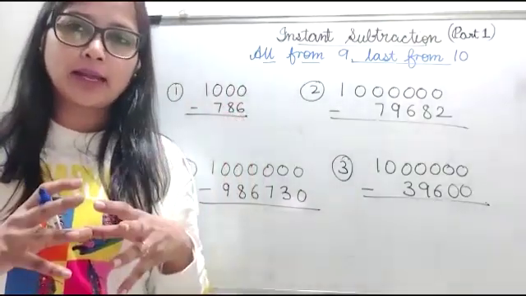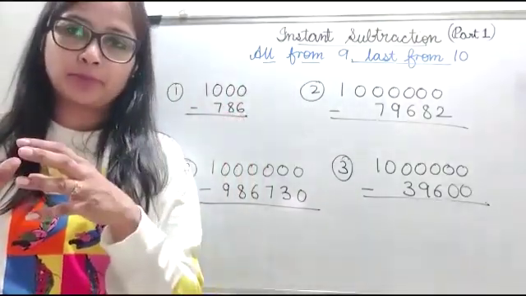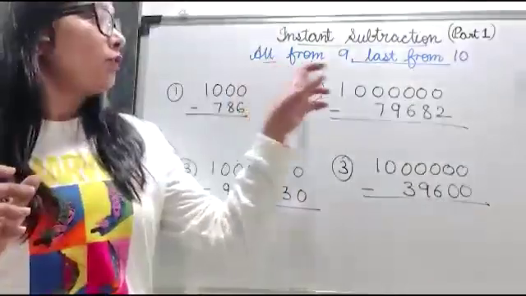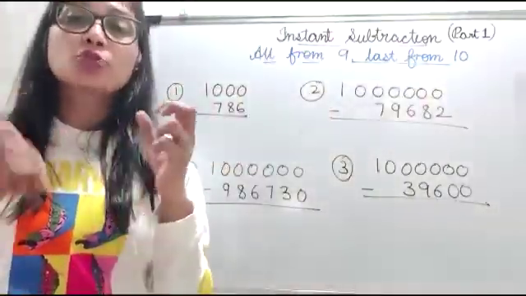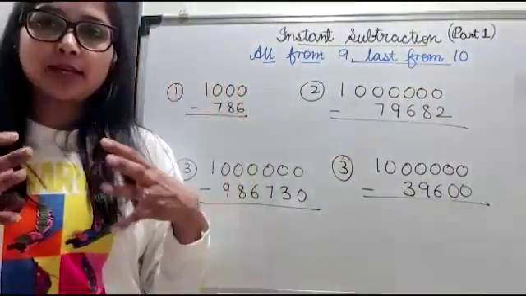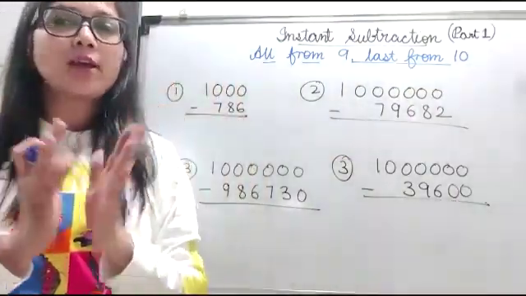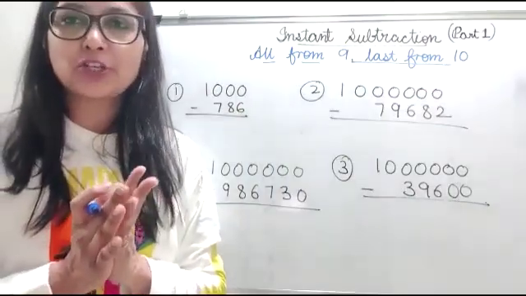The sutra applied here is Nikhilam Dashatam Charamam. What does it mean? All from 9, last from 10. Children follow the same concept, but yet through Vedic maths, giving them concept, it makes them visualize and simplify and just get the answers within fraction of seconds.